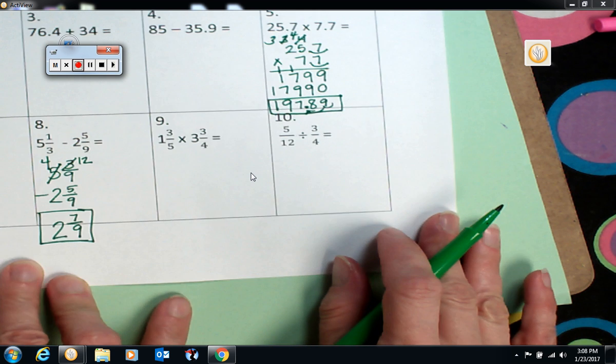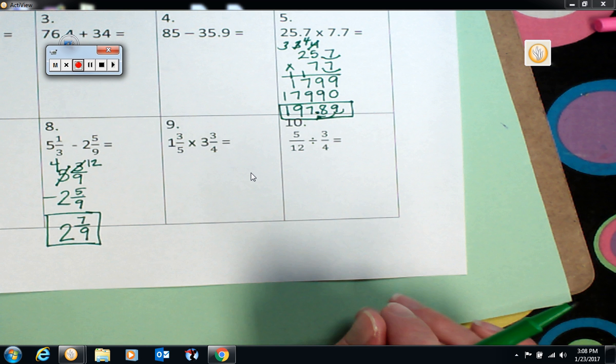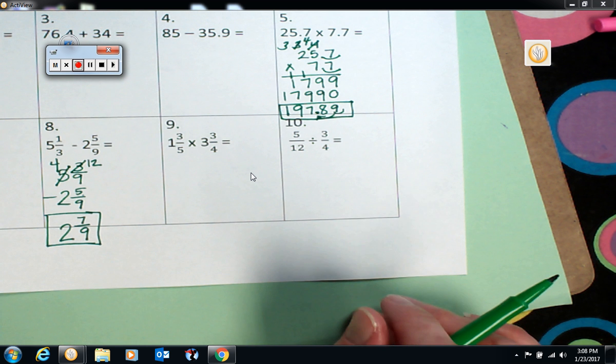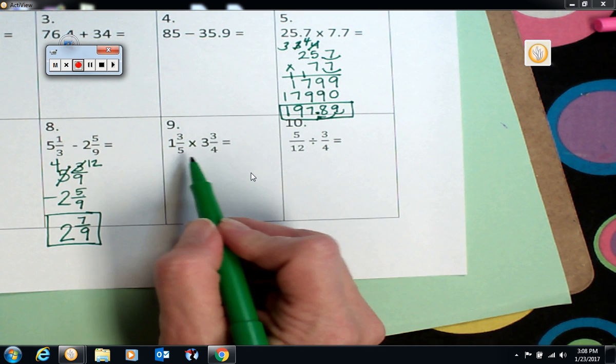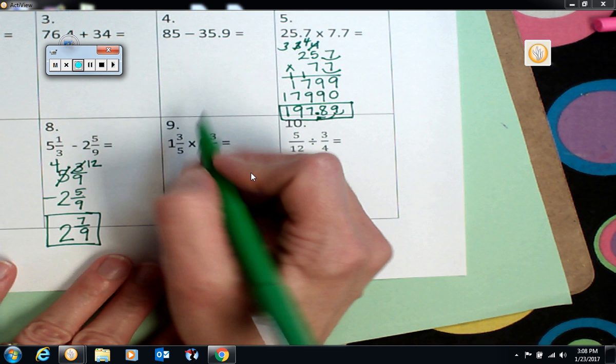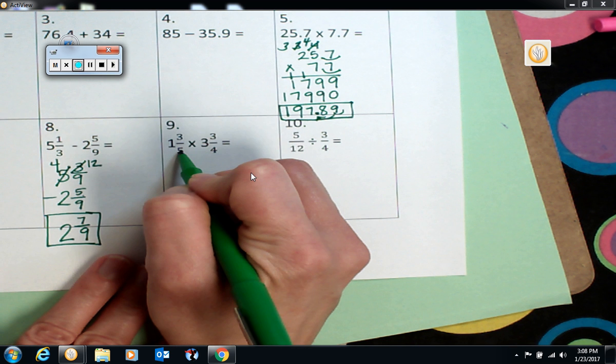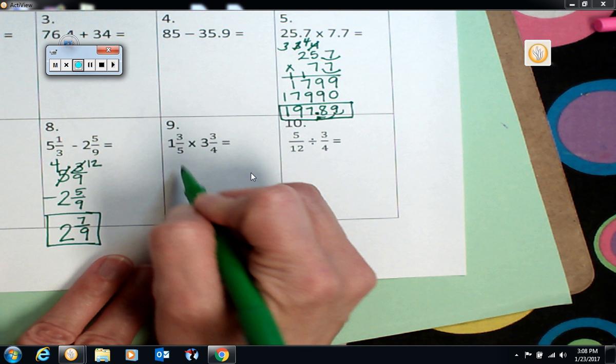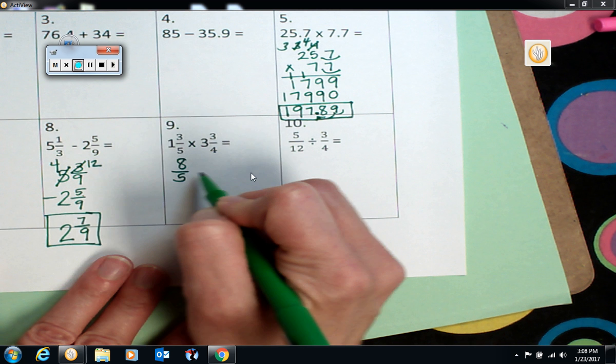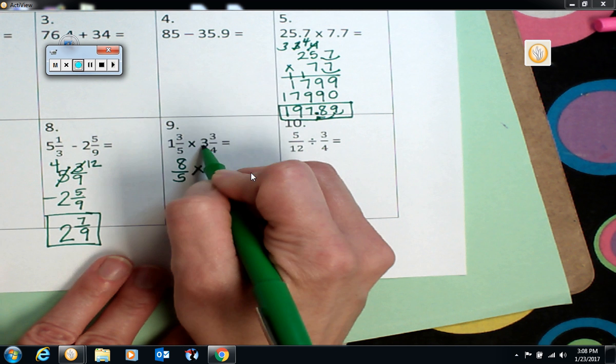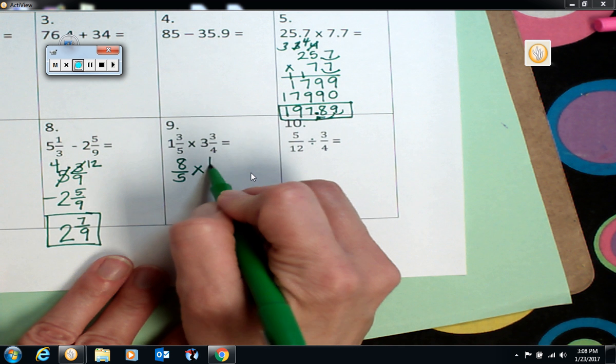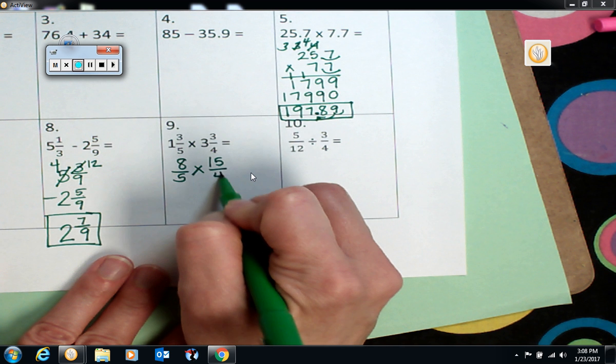Okay, number 9 and 10 are where we're struggling the most and consistently. So the first thing I want to remember when I multiply mixed numbers is that I've got to change them to improper fractions. So I'm going to do that by 5 times 1 is 5, plus 3 is 8. So this is 8/5 times 4 times 3 is 12, plus 3 is 15, times 15/4.